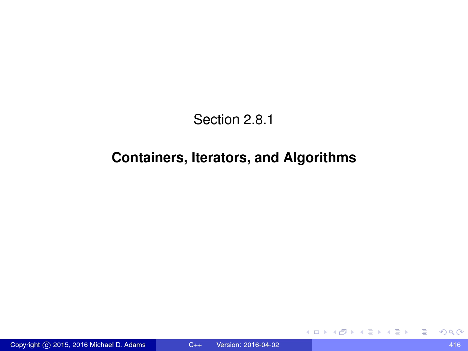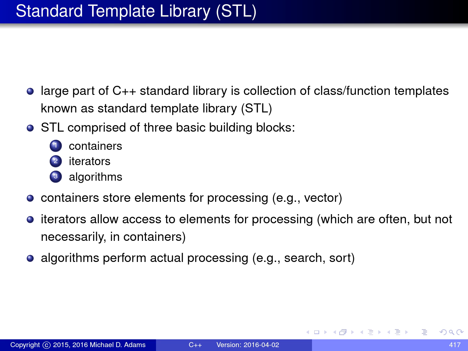In this section of the lecture material, I'm going to be discussing containers, iterators, and algorithms. A large part of the C++ standard library is actually a collection of class and function templates that are collectively known as the Standard Template Library, or STL. The STL is comprised of three basic building blocks: containers, iterators, and algorithms.